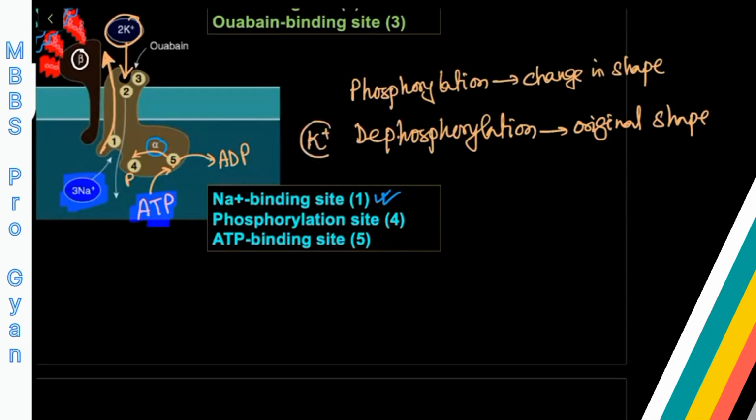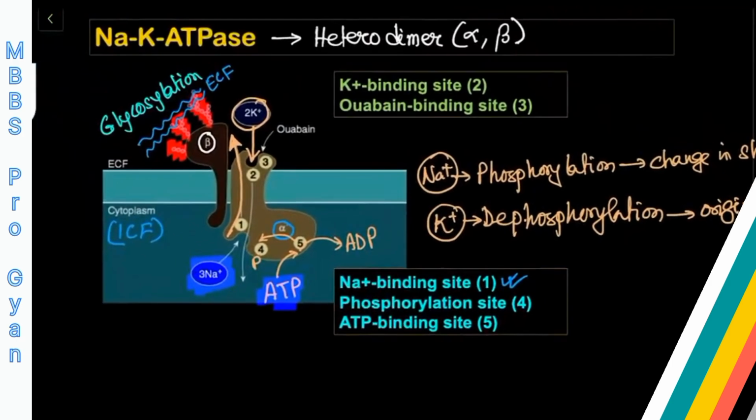Right? So whenever potassium binds with the sodium potassium ATPase molecule, dephosphorylation will occur and potassium will move inside the cell. When sodium binds with the molecule, along with that ATP also binds, adenosine triphosphate also binds, and phosphorylation causes a change in shape and sodium is thrown out of the cell. So this way the sodium potassium ATPase pump works, right?